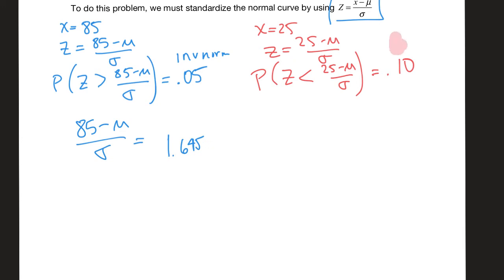All right, and if I do the inverse norm on this side, I will end up with 25 minus mu over sigma equals negative 1.282. All right, so then the question is, how am I supposed to solve, right? I know I am trying to find mu and sigma, and I have these two equations with the same two unknowns. So what I have here is a system.